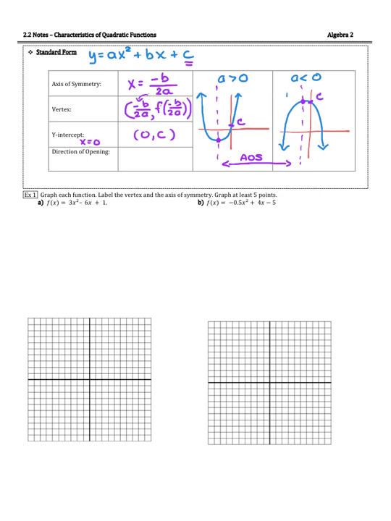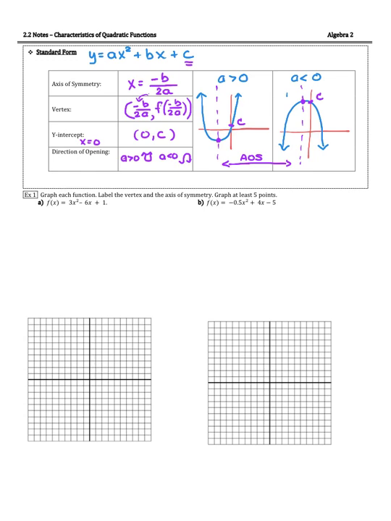And then the direction of opening, that's like what we were talking before. If a is positive, it's a smile. And if a is negative, it's a frown. And it's always good to know what your orientation is before you start trying to do your graph. Okay, so let's do a couple problems here.